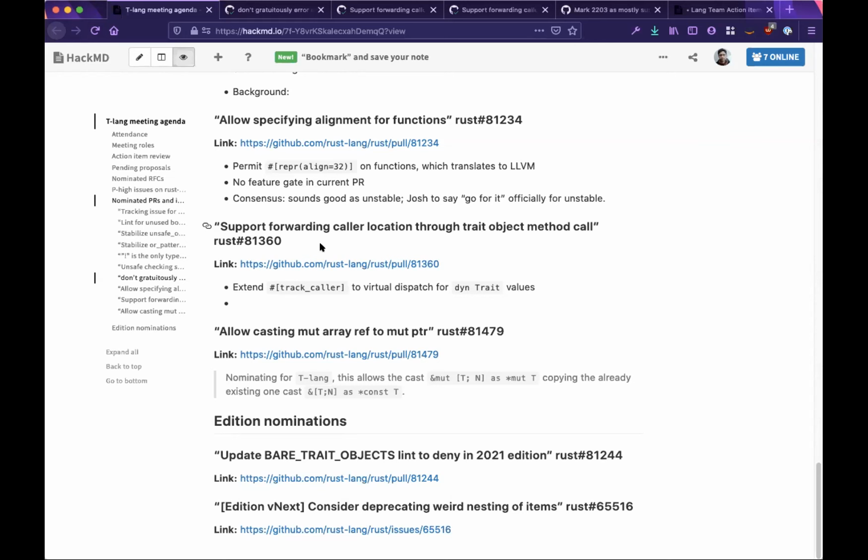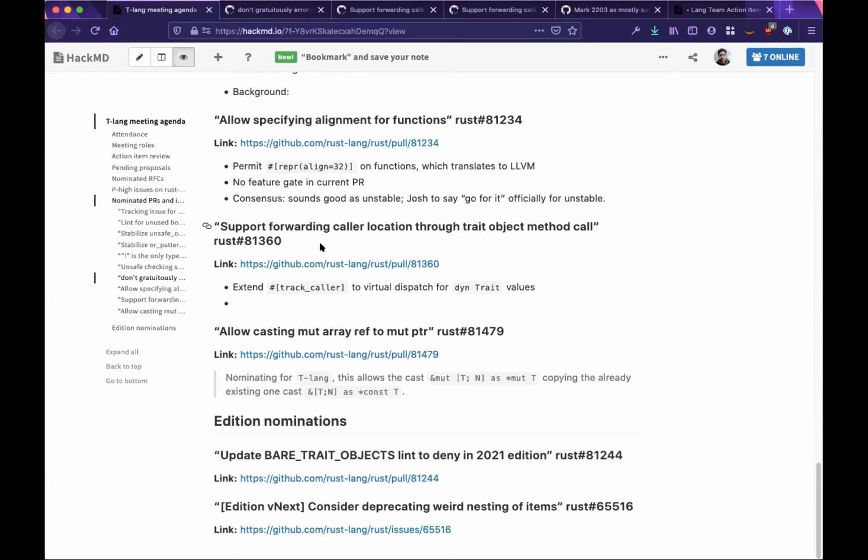So, support forwarding caller location. I didn't look too closely at this PR, but from what I can tell, track caller, you recall, lets unwrap give you good line numbers. It works by extending the ABI to pass down some information. Is that what it does? I'm trying to remember now. But it doesn't work through virtual dispatch because we had to know the callee to know if it was a track caller function.